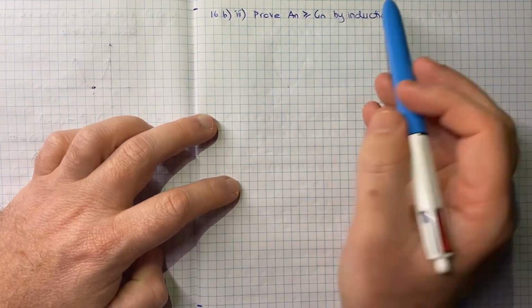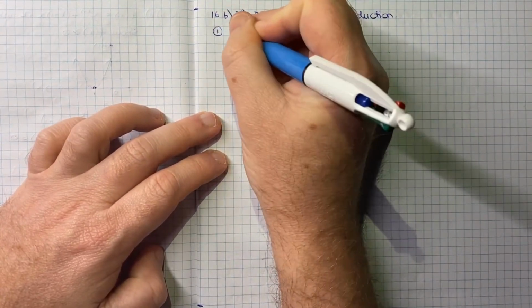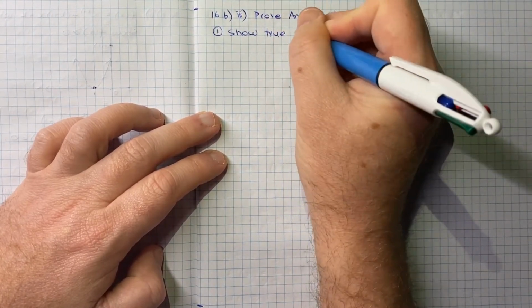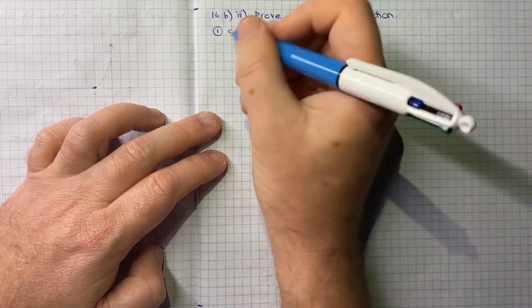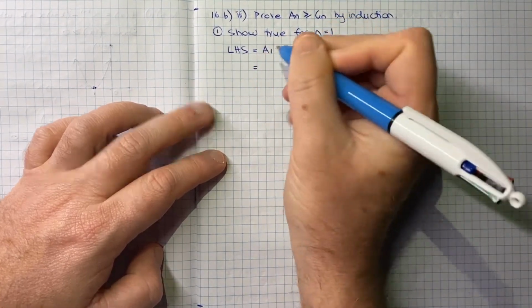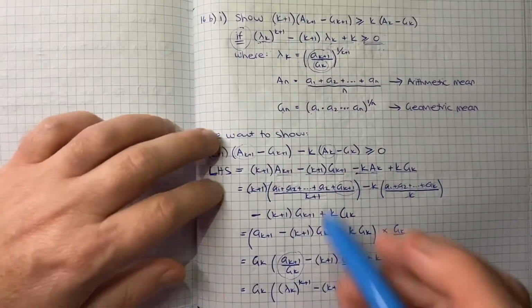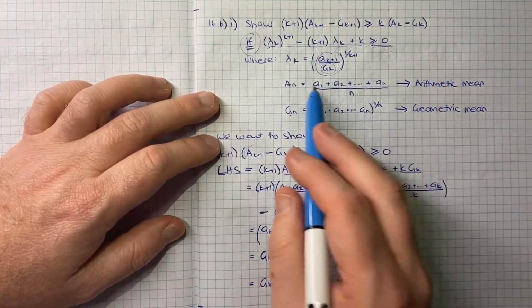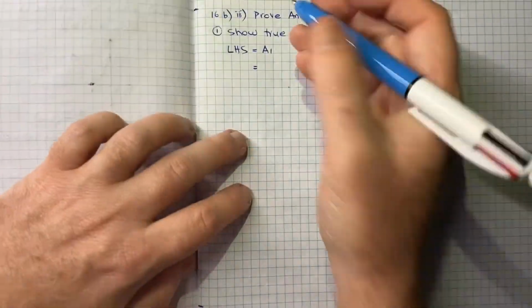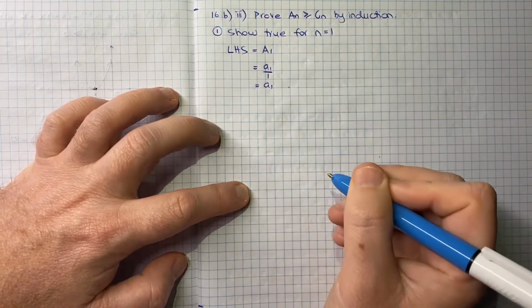So this is what we need to prove. We're told to use induction, so let's follow the steps. Step 1 is to show that our inequality is true for n equals 1. Let's look at our left hand side, which would be A_1. And capital A_1, according to our definition, if we come back to the beginning of 16b1, would be just a_1 on 1, so that's going to be a_1 on 1, or just a_1.